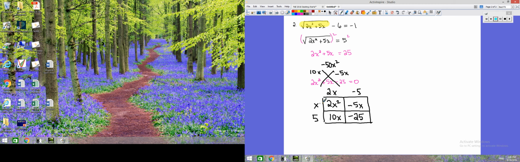So now, if I multiply the outside entries together, I should get the body of the table. X times 2x, 2x squared; negative 5 times x, negative 5x; 2x times 5, 10x; negative 5 times positive 5, negative 25. So we have our possible solutions pretty easily here now. It's seen that 2x minus 5 times x plus 5 is equal to 0.